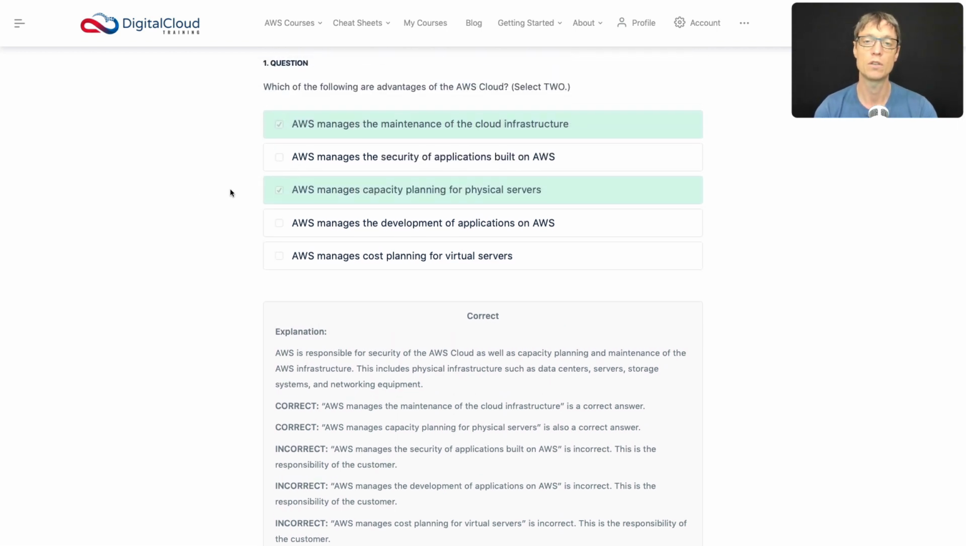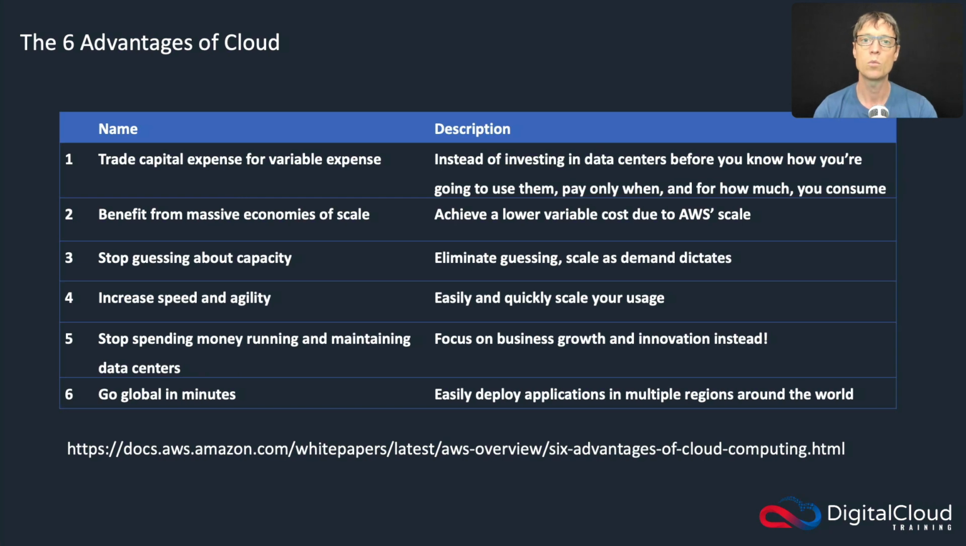And I'm also going to show you some slides, and the slides are really going to help give you some extra information. So let's have a look at a slide now. This one is the six advantages of cloud, and this is straight from AWS. They say you can trade capital expense for variable expense. So you're paying a kind of ongoing operational cost rather than a fixed capital cost when you first purchase something.